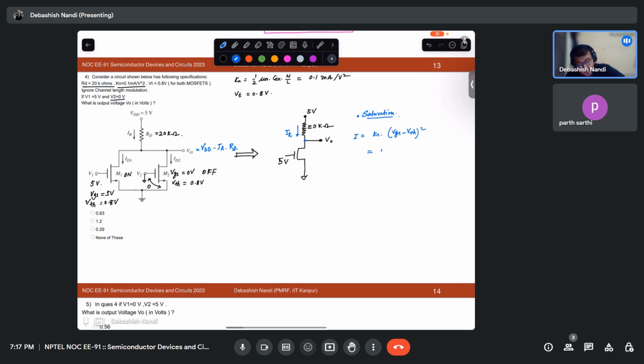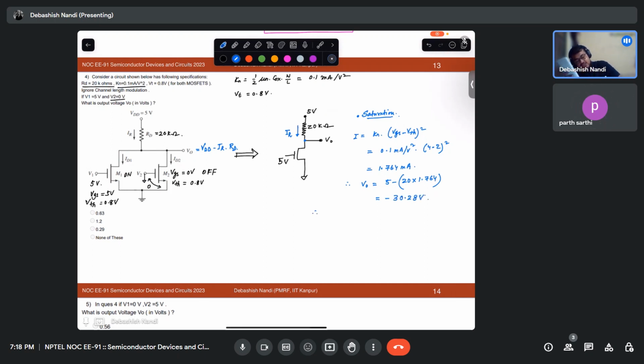So Kn is my 0.1 milliampere per volt square. And what is VGS minus VTH? 4.2 whole square, right? So it will be around 4.2 square into 0.1, so it will be 1.764 milliampere. So what is your V0 now? V0 is 5 minus 20 times 1.764 milliampere, and kilo ohm will take care of that. So this into 20 minus 5, so it will be minus 30.28 volt.